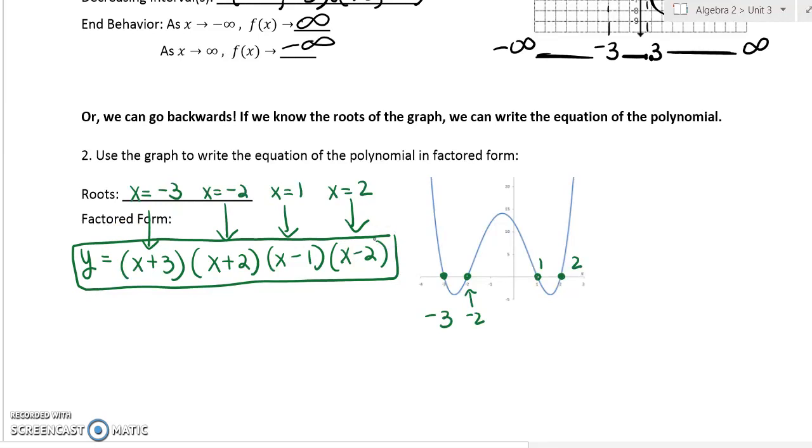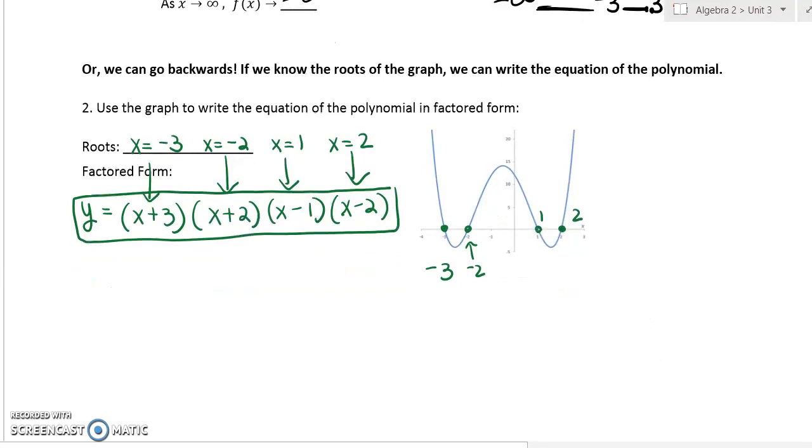So, awesome job. Let's go on to the next one. Oh, by the way, all of these were through, so I didn't square any of them. Did you notice that?